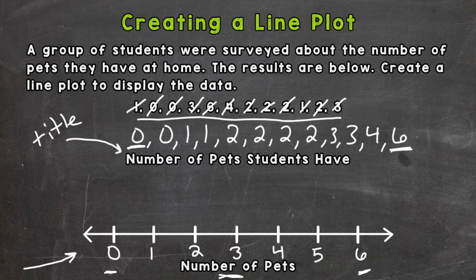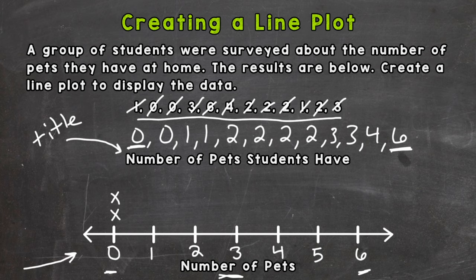So now we're ready to create our line plot here, and we're going to use X's for a line plot. So let's take a look at our zero first. How many students have zero pets at home? Well, two. So we need to draw two X's, and that represents the two students that have zero pets at home. Now, all your X's on this line plot should be around the same size, okay?